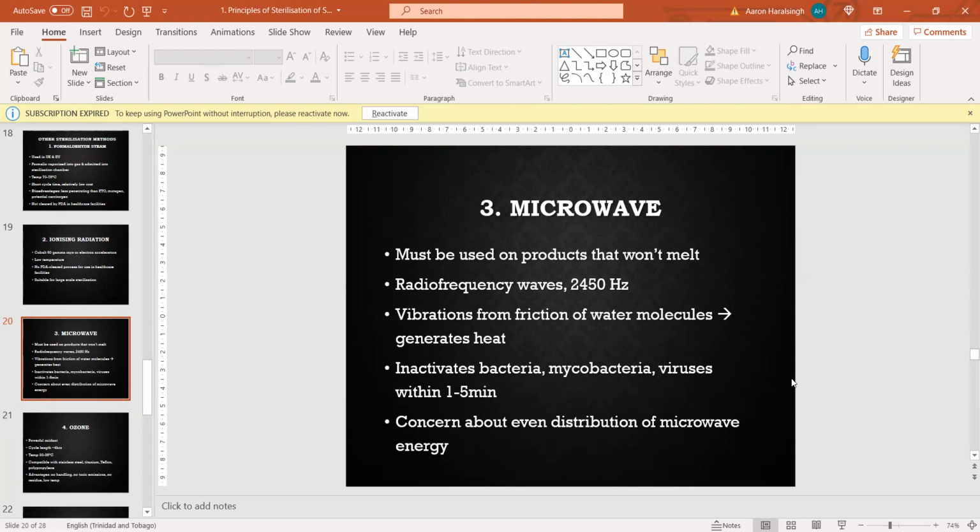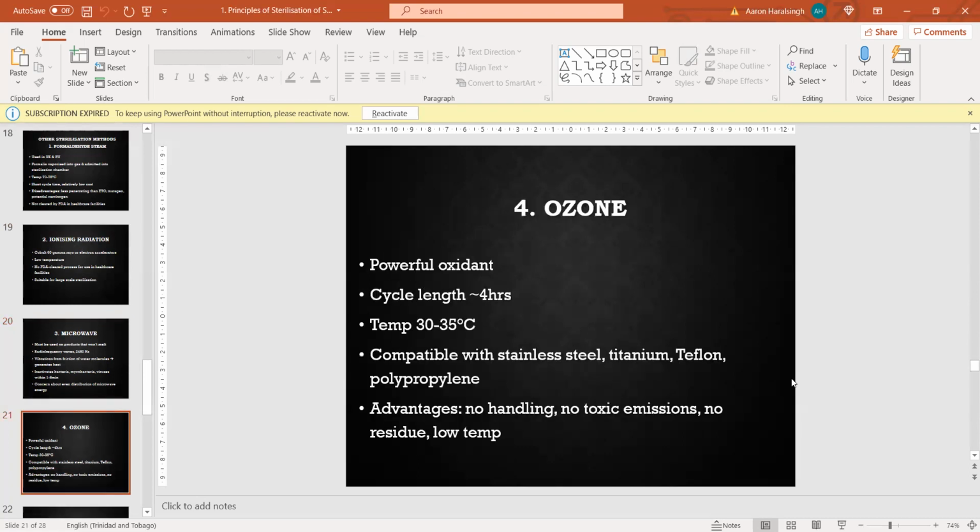Microwave radiation can also be used. The way it works is by creating vibration of the water molecules, and that friction is what generates heat. It inactivates bacteria, mycobacteria, viruses, usually within 1 to 5 minutes, but it must be used on instruments that are not susceptible to melting.